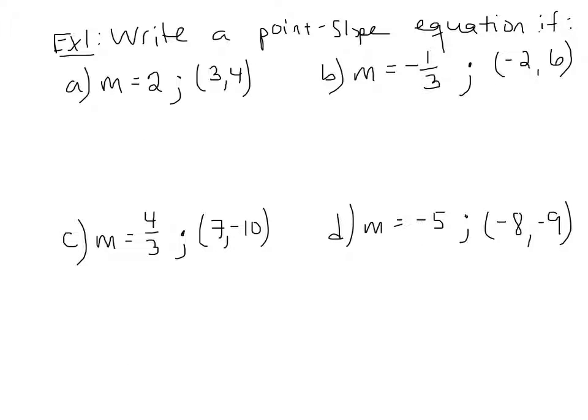In this example, I'd like you to write a point-slope equation of each of the following 4 lines, where I give you the slope and I give you some point that the line passes through. Two things are important here. We have to read the instructions very carefully in this section. The instructions will always tell us what form our final answer should be in. So our final answer should be in point-slope form.